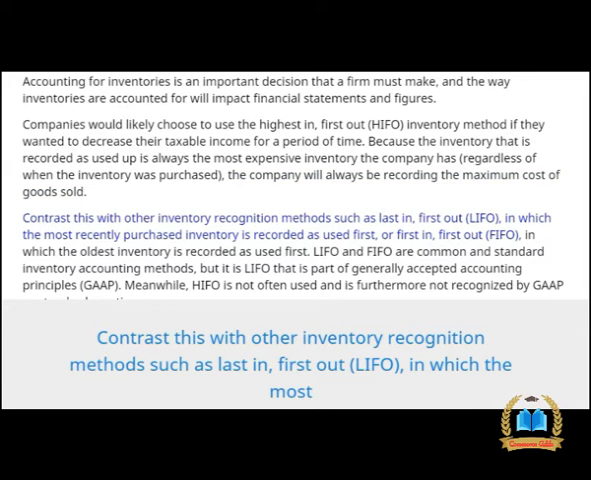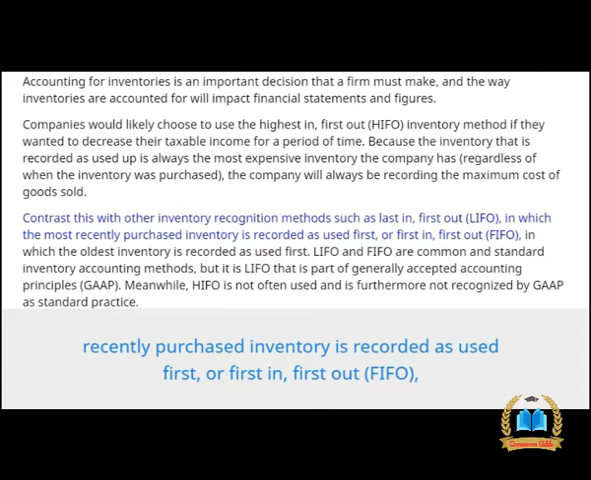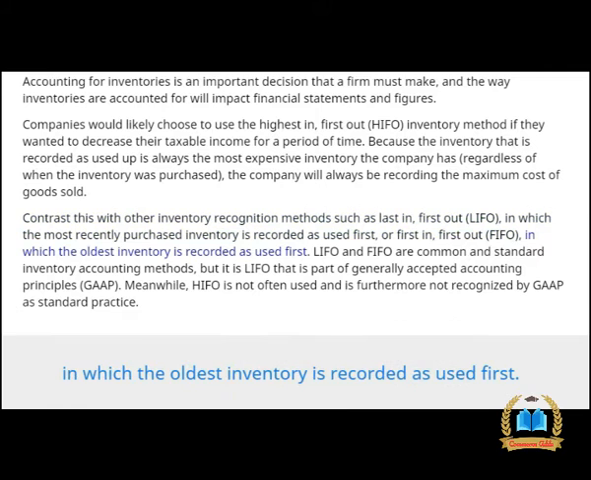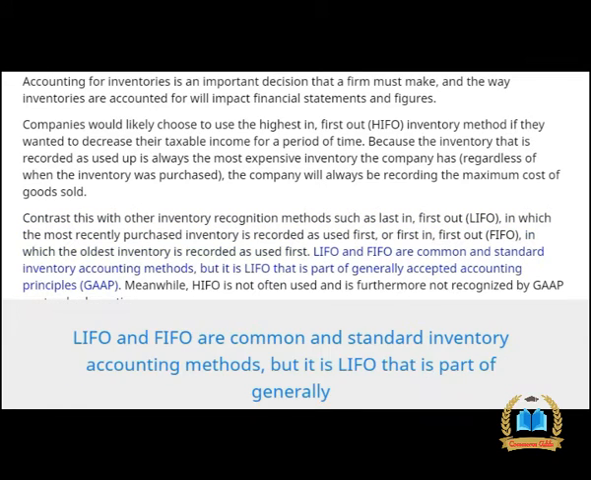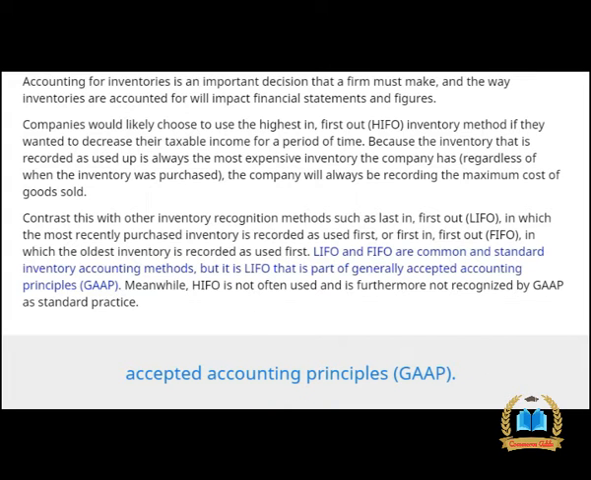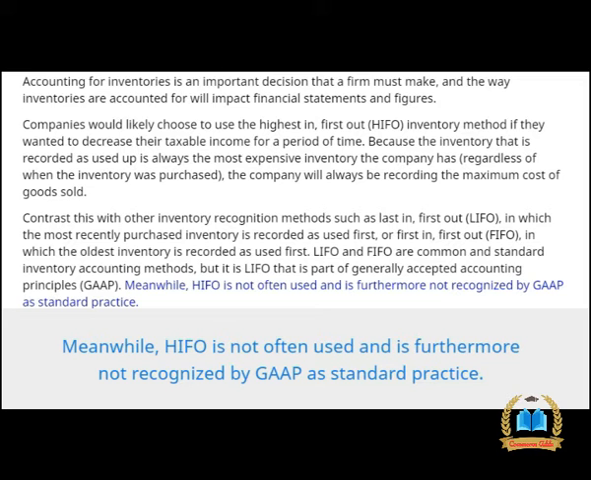Contrast this with other inventory recognition methods such as last in, first out, LIFO, in which the most recently purchased inventory is recorded as used first, or first in, first out, FIFO, in which the oldest inventory is recorded as used first. LIFO and FIFO are common and standard inventory accounting methods, but it is LIFO that is part of generally accepted accounting principles, GAAP. Meanwhile, HIFO is not often used and is furthermore not recognized by GAAP as standard practice.